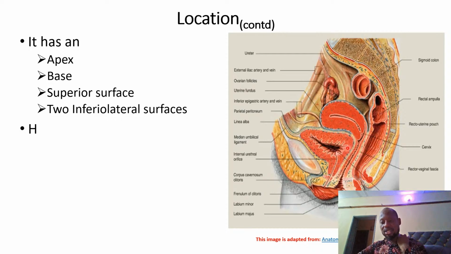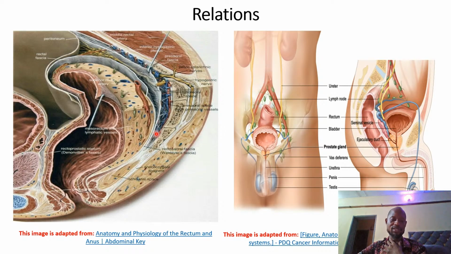Of course, in the male, as you can see on the structure, there is nothing in between. But for the female, you have this. In the female, you'll be dealing with the rectouterine pouch, or pouch of Douglas. But for the male, it is the rectovesical pouch. Let's just quickly appreciate that.